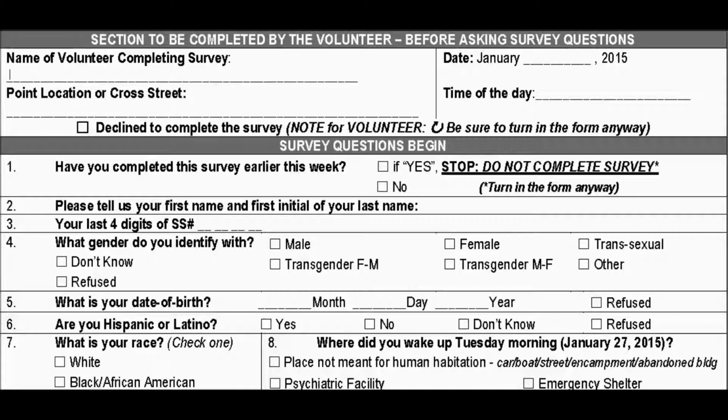To begin, let's look at the top of the survey. This portion of the survey is critical. For each survey you fill out, you must put your name, the day, the time of day, and the point location or cross street.